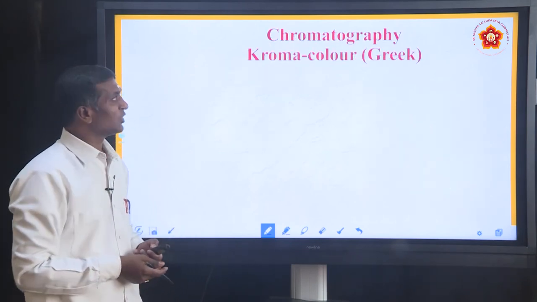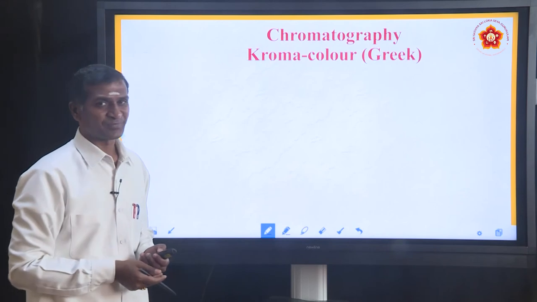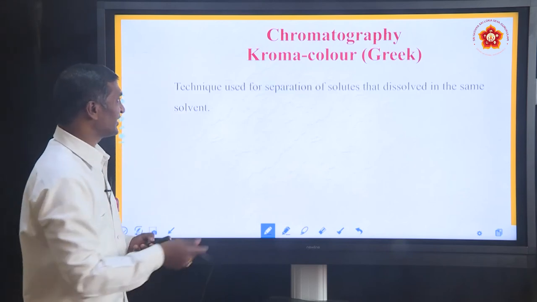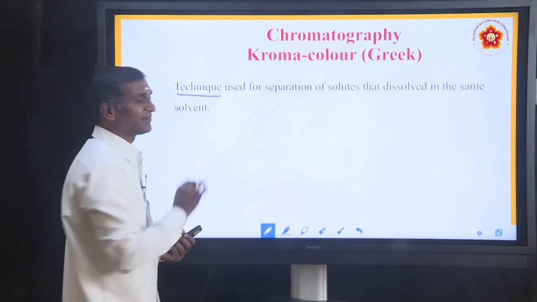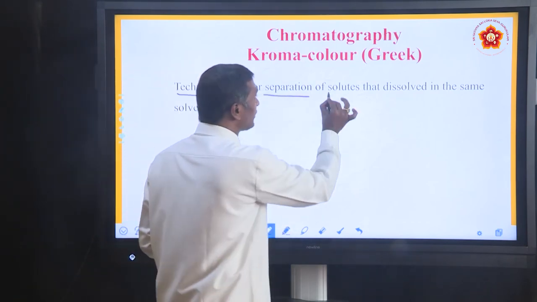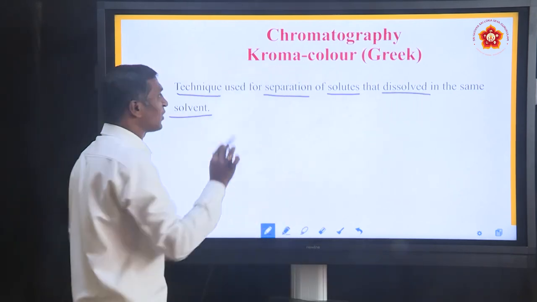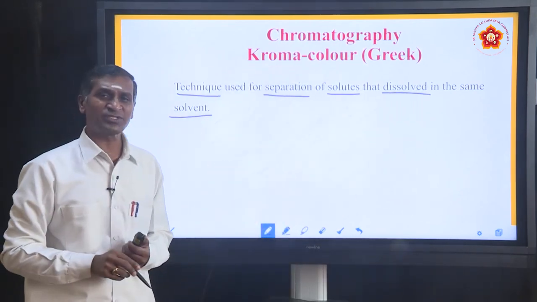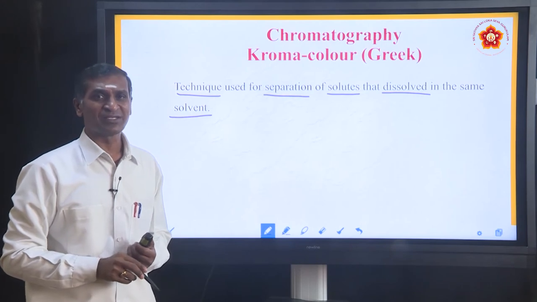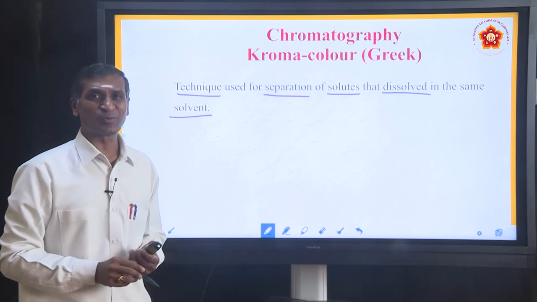Chromatography. Chroma is a Greek word, the meaning is color. So chromatography is a technique that is used for the separation of solutes that are dissolved in the same solvent. Many solutes dissolved in a single solvent, and to separate them, the unique technique is chromatography.